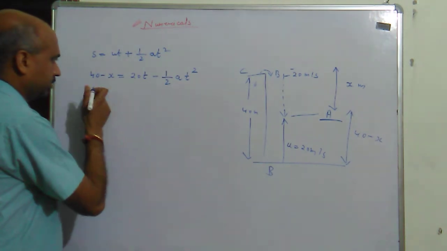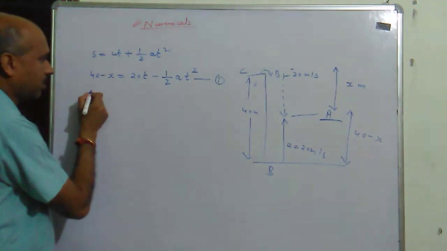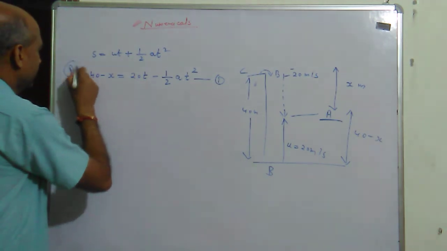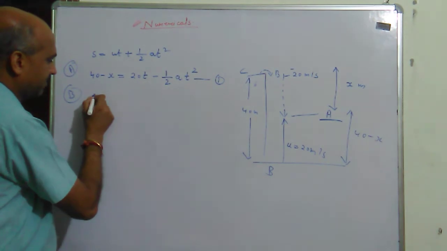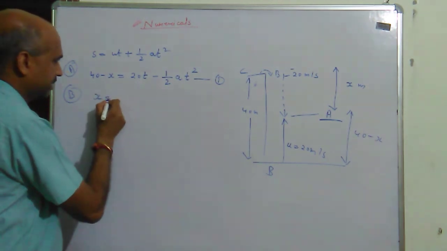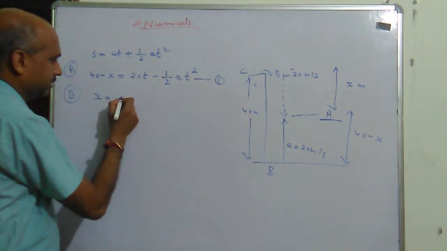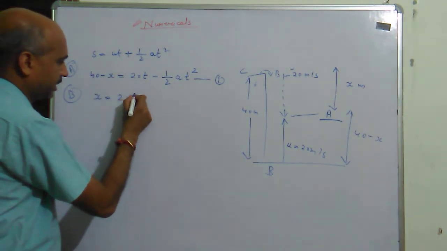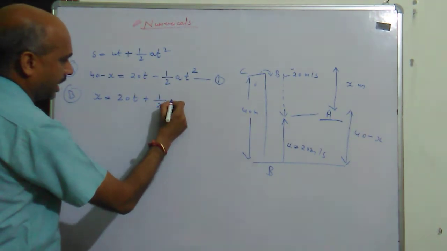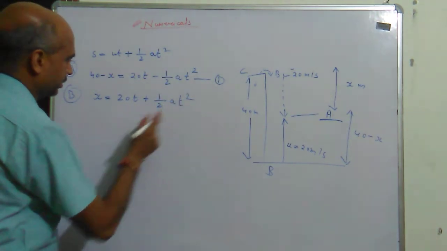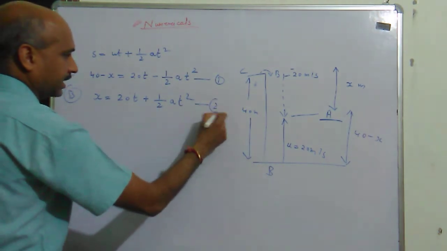Now for ball B, say this is my equation 1, this is for ball A. Similarly for ball B, again s, this time will be equal to x. x equals, the ball is coming down, so that means this equation will remain same. This will be 20t only, it will be plus only, plus half at square. So the value of x is this much. Let us put this value, ये सेकेंड इक्वेशन है.